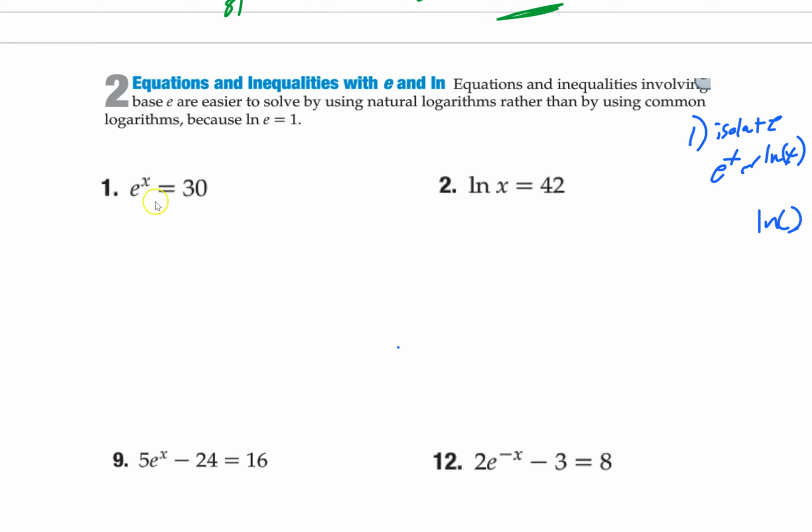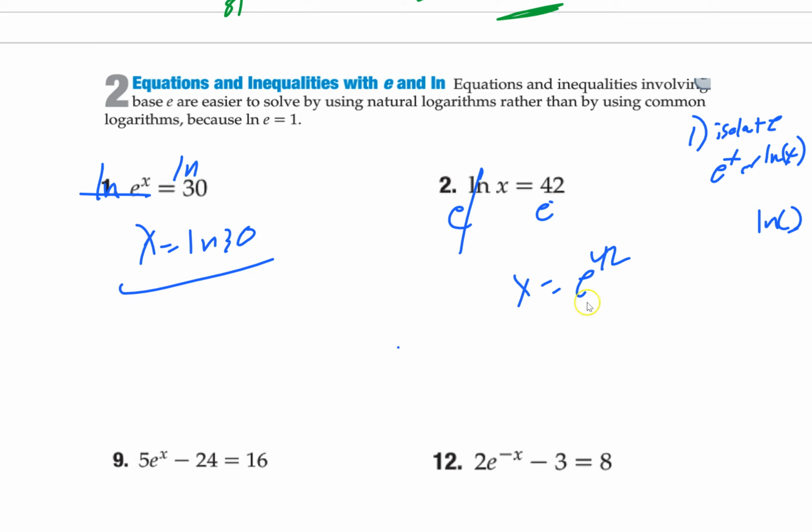So look at this first one. E to the x equals 30. Get rid of the e to the x. Take natural log of both sides. Gone. X equals natural log of 30. Done. Easy. This one's natural log, right? Want to get rid of it? Take the e to both sides. Done. X equals e to the 42.